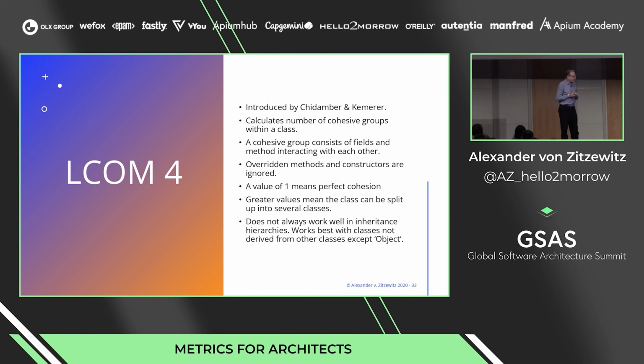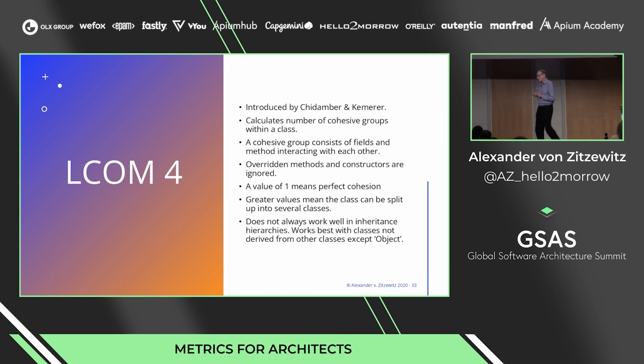So we calculate what we call cohesive groups. Let's assume we have a class with 2 fields, A and B, and 2 getters, get A and get B. We would have 2 cohesive groups because get A is using A and get B is using B, and they would be separate. There would be no connections between those two cohesive groups, which means probably that could be split up into two classes. But the metric also has weaknesses.